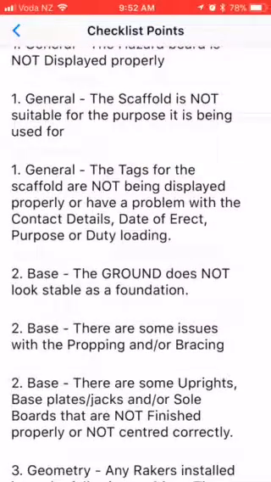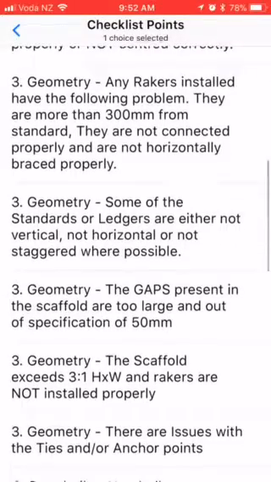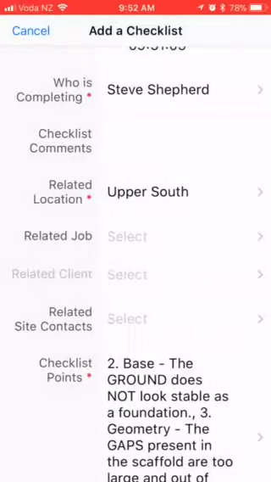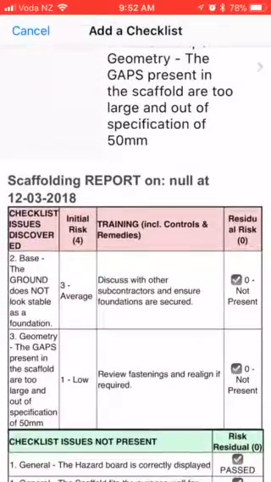So the ground does not look stable, there are gaps present. Now when we go back by clicking the arrow at the top, it's recorded those points and then also started to produce the report.